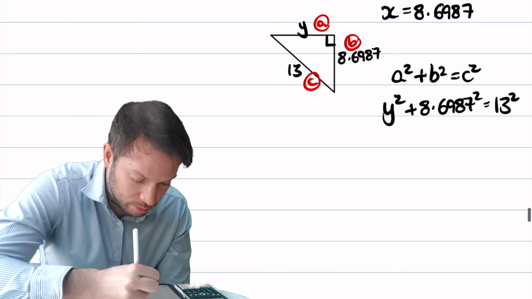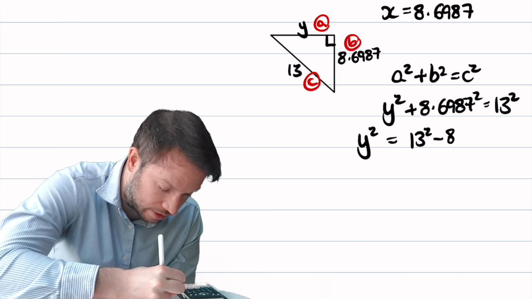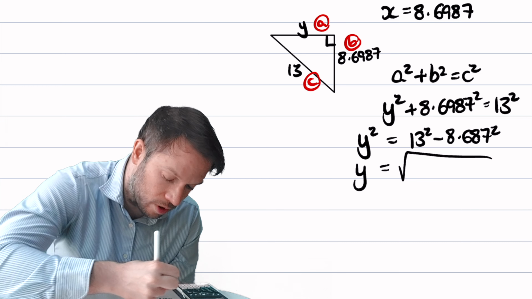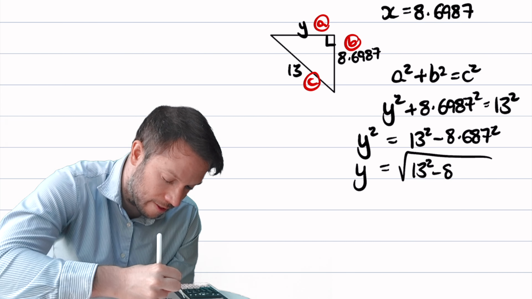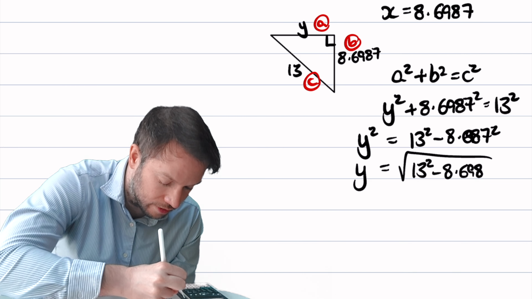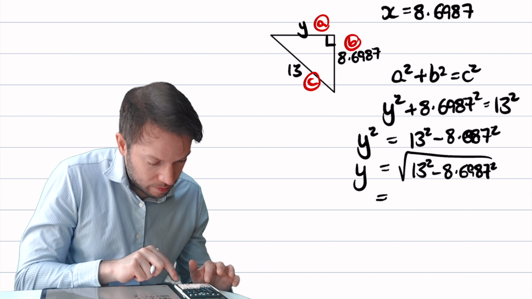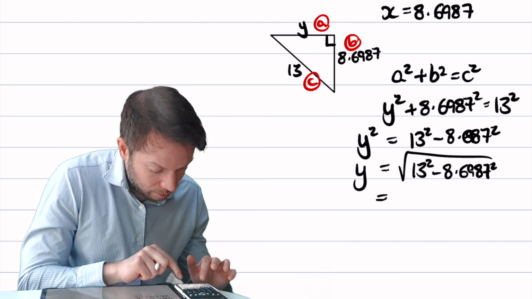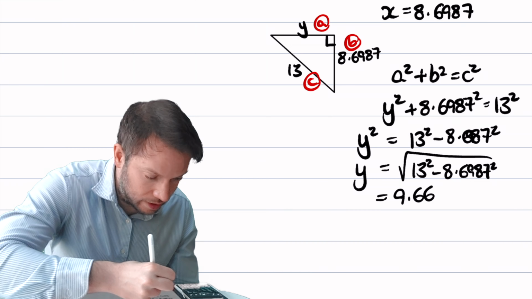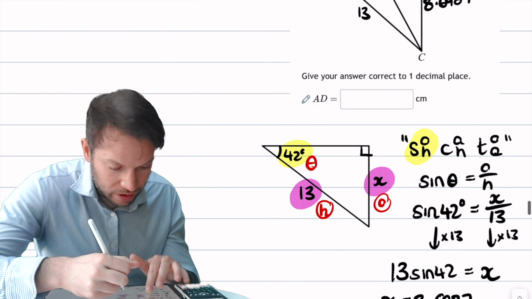And then if we subtract the 8.6987 squared, we can square root both sides to get rid of the squared on the y. So I'm going to square root the whole thing. I'm going to do that on my calculator. The square root of 13 squared minus the previous answer I had squared, and that is 9.66088. Right, so that's the y, which is this top length here.